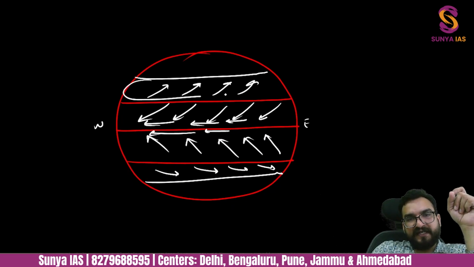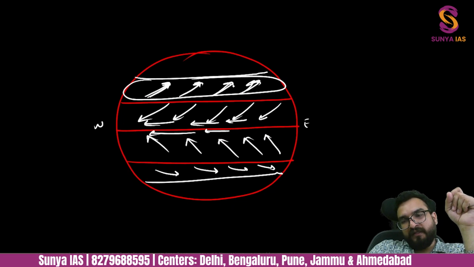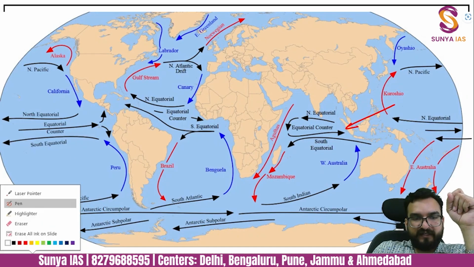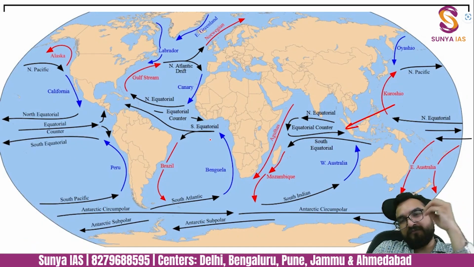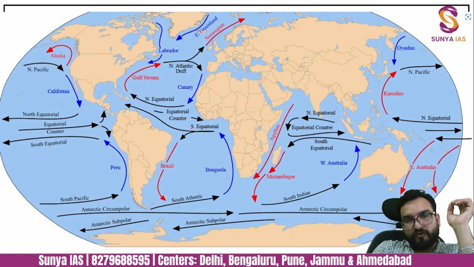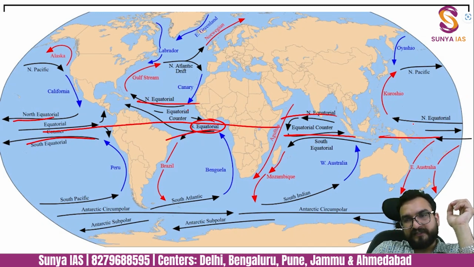Automatically in these areas, you will see the wind direction or the water direction, it will be in this way. So in this map, what you are identifying, don't see the names right now. Names you will be on your tips, guys, don't worry about it. But you are seeing that these equatorial currents are basically moving from this to this direction, north equatorial, south equatorial, north equatorial, south equatorial. See the direction.